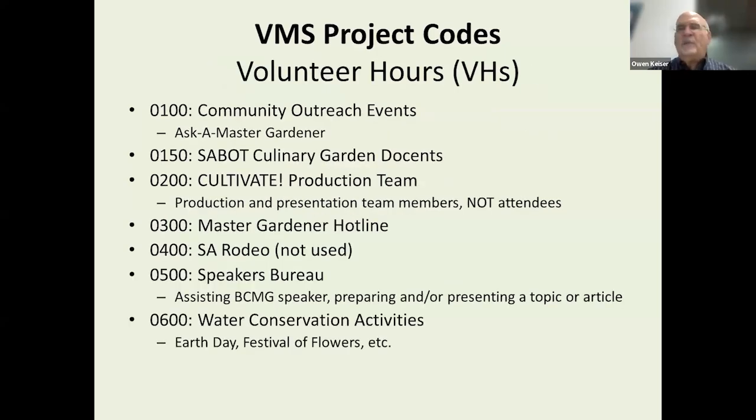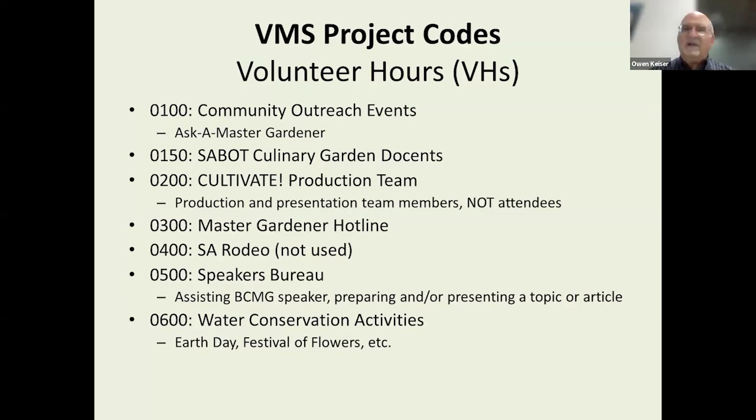And the other projects, 0100 is community outreach, and that's like Ask a Master Gardener. So you'll be turning in volunteer hours for the time. 0150 is at the Botanical Garden. 0200 is Cultivate. The Cultivate production team. If you attend the Cultivate classes, which are online, you don't log that to Cultivate. You would log that to Project 001 because it's a class.